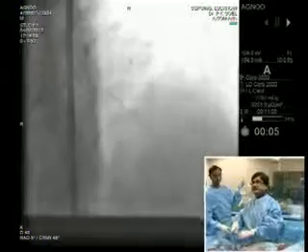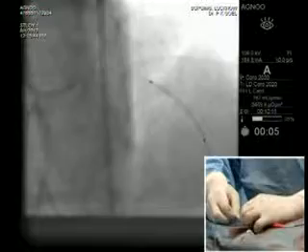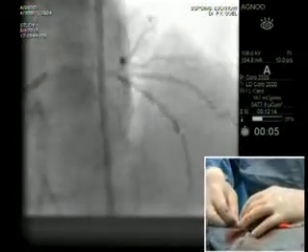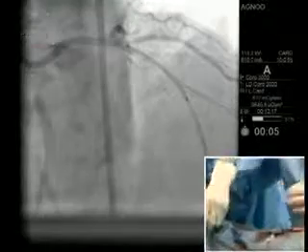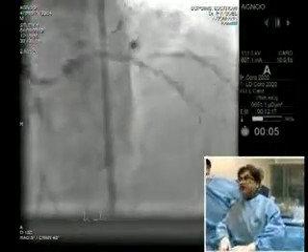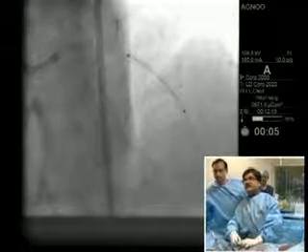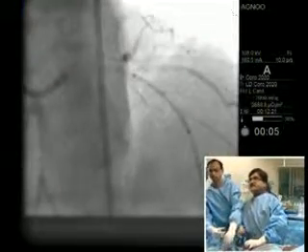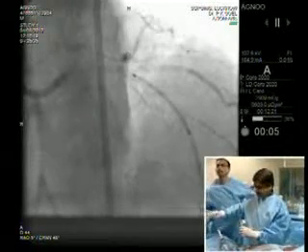Is that okay? Where is the landing zone? A little more distal. What is the stent? Yeah, it's a Zines. I don't know what size this is. 3 by 28. Okay. Just give it a test, please. I think this should be okay. Let's see.